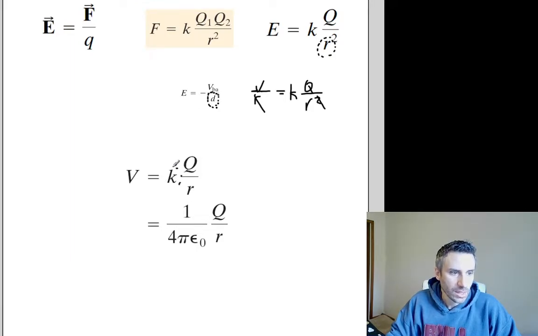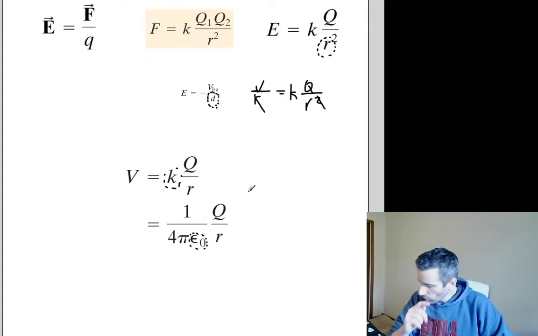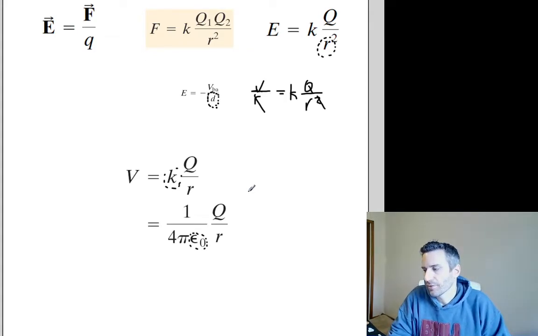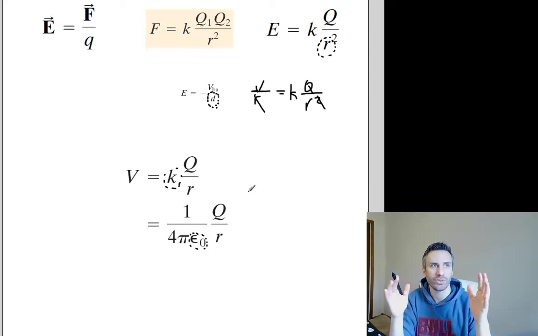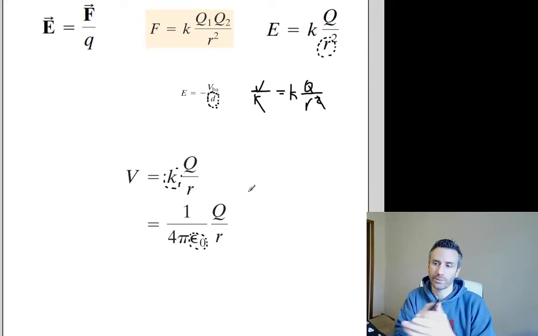Remember that K can also be expressed in these terms, where epsilon naught is the permittivity of free space. Just to give you a little bit of background, the permittivity of free space refers a lot to how much resistance there is within a vacuum, okay?